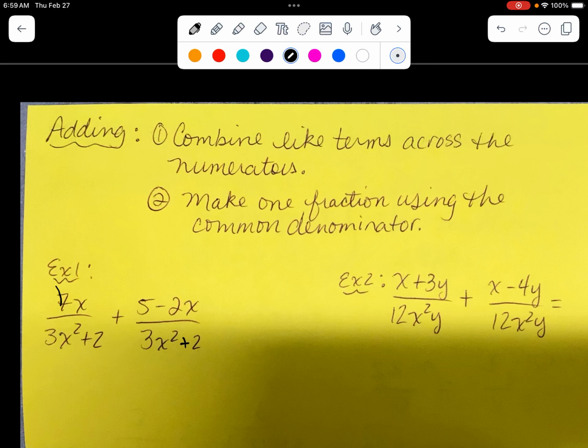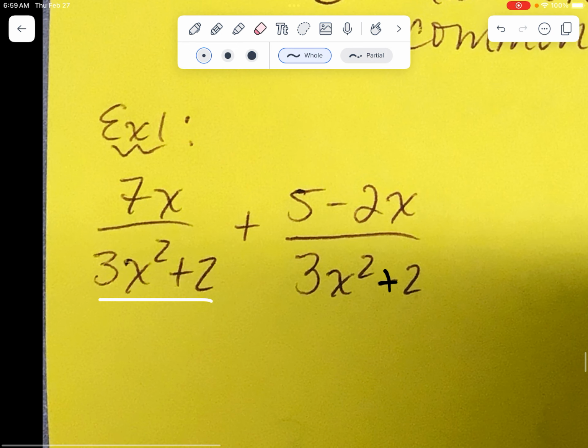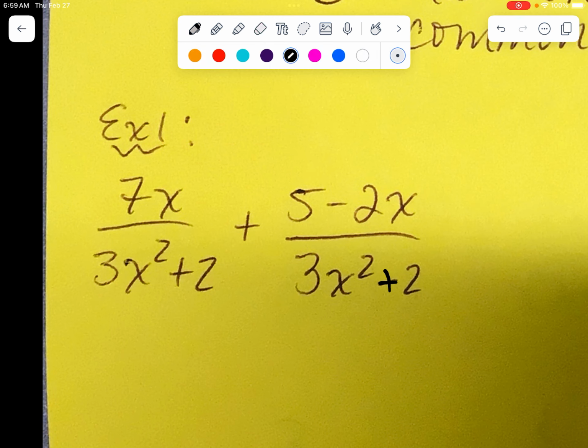In this video, I'm going to show you guys how to add fractions that have a common denominator. And so this process is pretty simple. All we have to do is combine like terms in the numerator or on the top. So if I look at example 1 here, we have a common denominator of 3x squared plus 2 for both fractions. So we simply just combine the top part here.